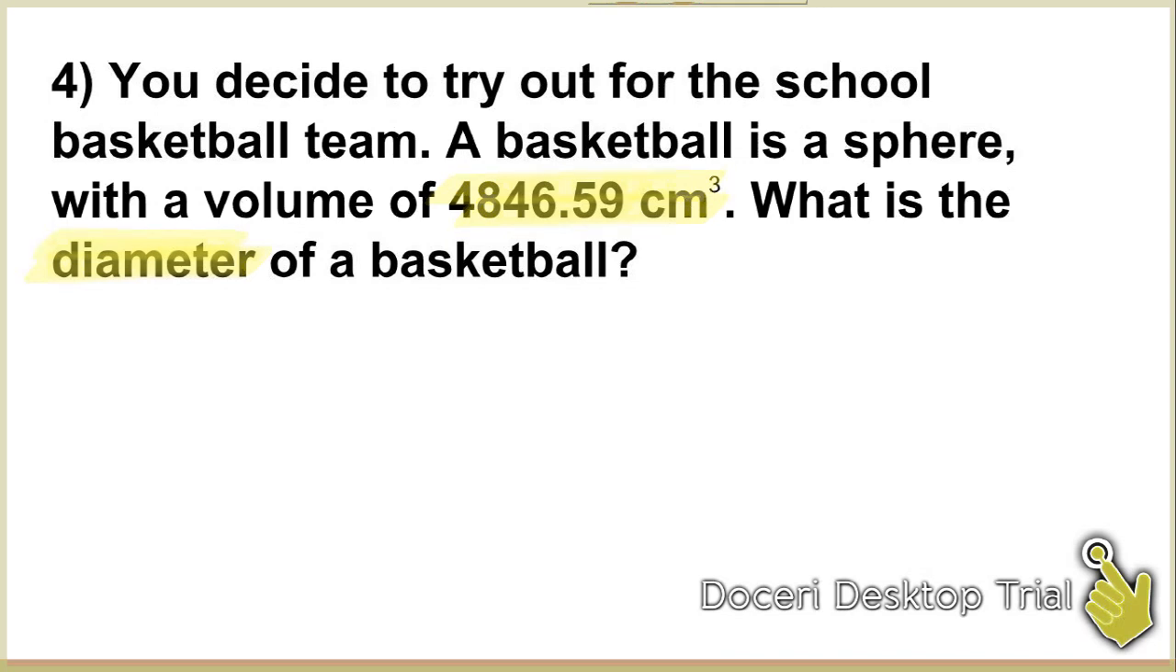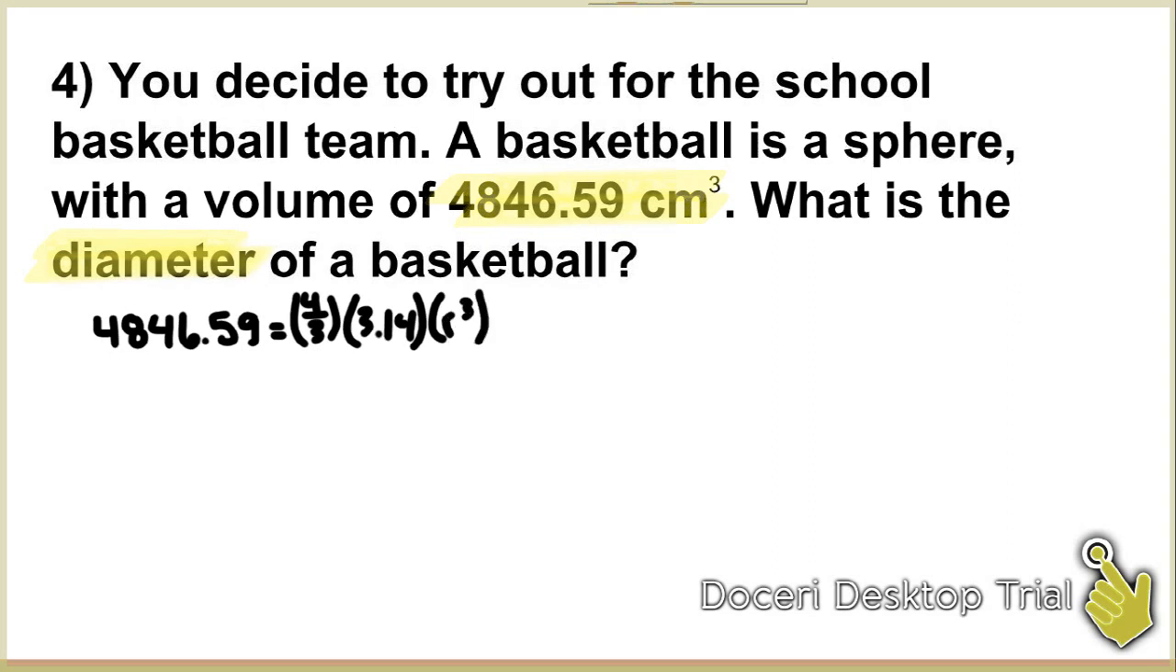I've started out by giving you the volume, so we're just plugging it into our formula. Remember, the formula usually starts out volume equals 4/3, and we go on from there. But we already know the volume, so we can go ahead and plug that right in. We know the volume is 4,846.59 centimeters cubed. We know that's going to equal 4/3 times pi, so 3.14, times the radius cubed. Now you might have noticed I asked you for the diameter. Well, our formula only has the radius, so we're going to have to do a little bit of extra work at the end, and hopefully you caught that.